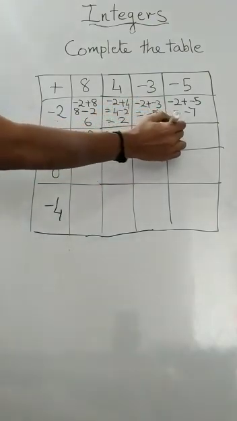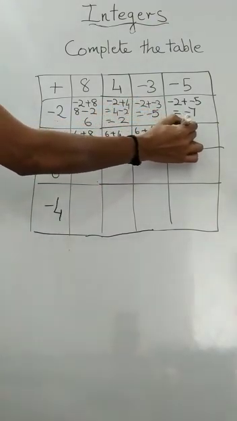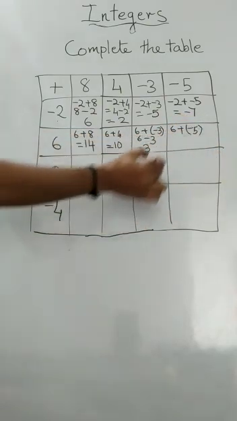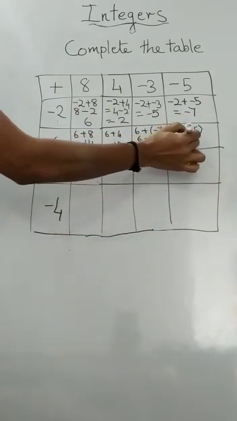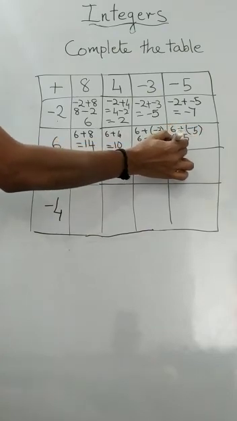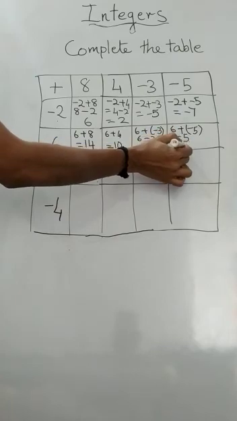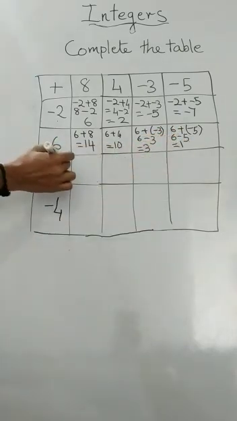Next, 6 plus minus 5. So minus 5. So what will you do? You will do 6 minus 5. What will be the answer? It will be 1.